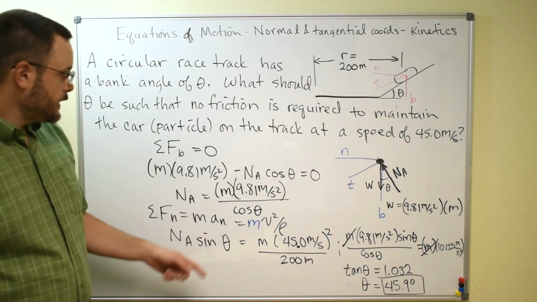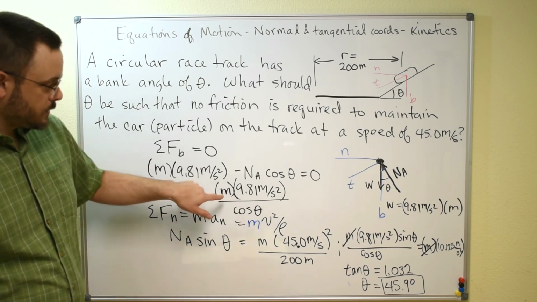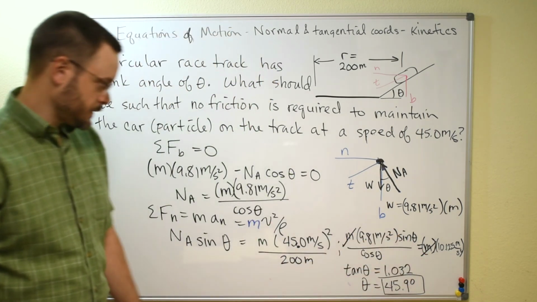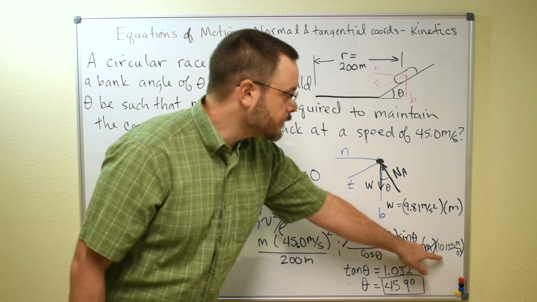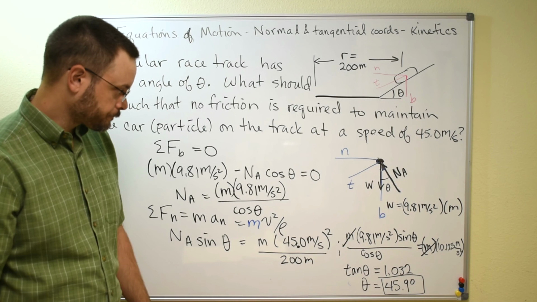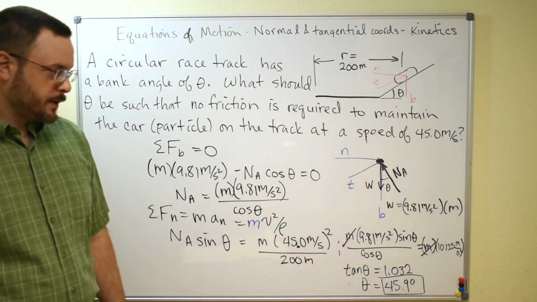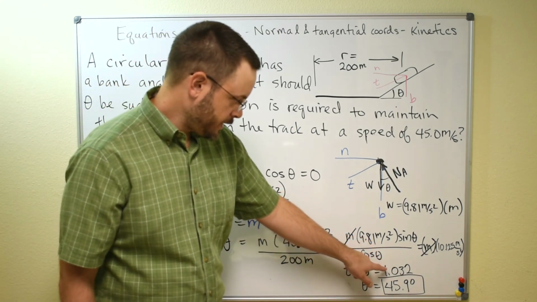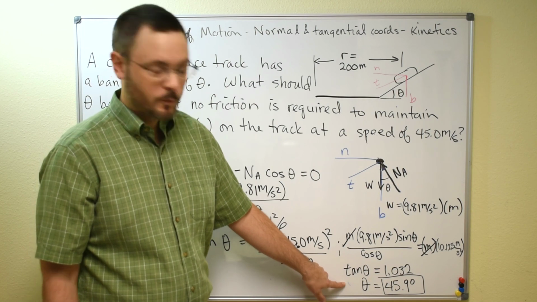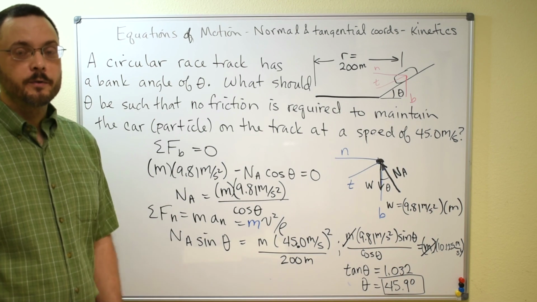Then we can combine these two by substituting NA using this equation. And then when we do that, we see that we have mass on both sides, so we can cancel out the mass. The 10.125 is just the 45 squared divided by 200. Remember that sine divided by cosine is tangent of theta. Divide through both sides by 9.81, and that gives you tan theta is equal to slightly over 1. And then when you take the inverse tangent, you get an angle of slightly greater than 45 degrees.